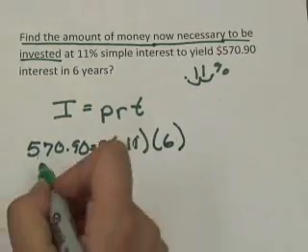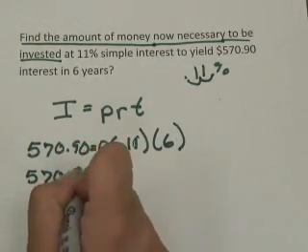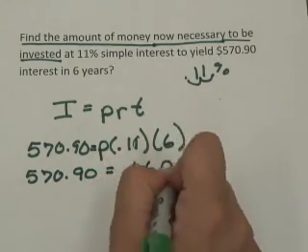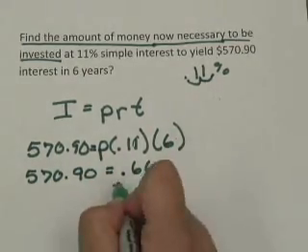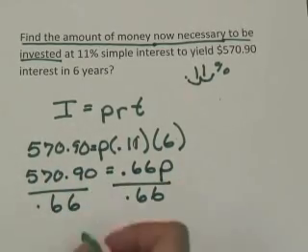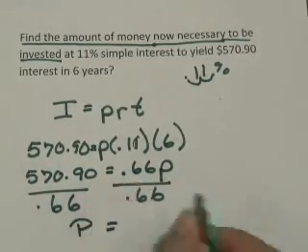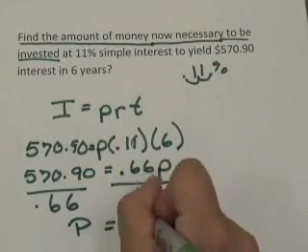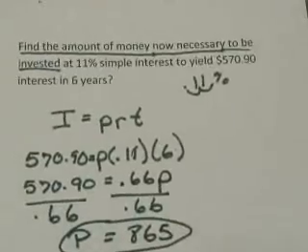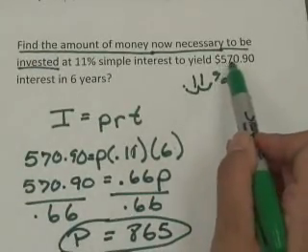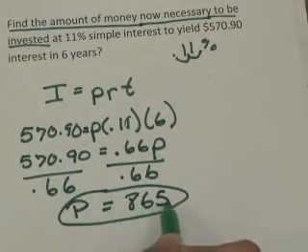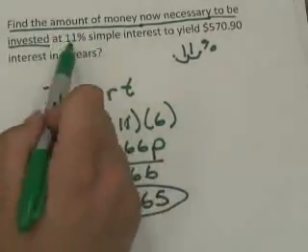So when we simplify this, we get 570.90 equals 0.66P. Now in order to solve for P, we need to divide by 0.66. Once we do that, we'll find that P equals $865. So in order to yield an interest of $570.90, I needed to invest $865 for 6 years at 11% interest rate.